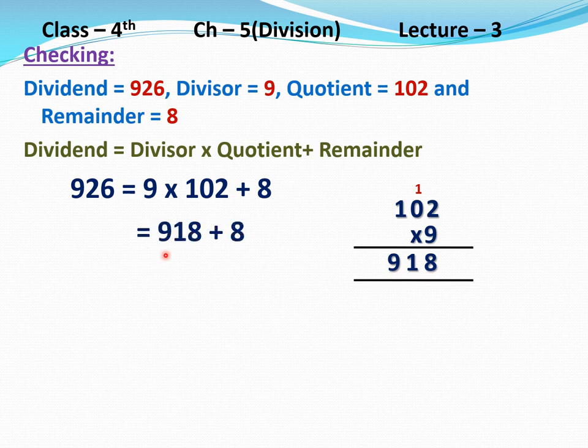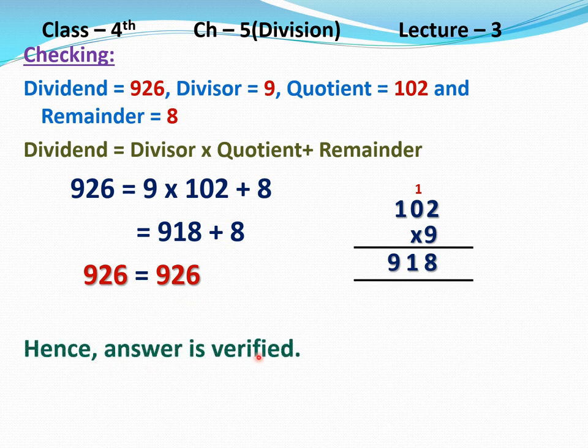Write down: equal to 918 plus 8. Now add this. 918 plus 8 equal to 926. Okay, it means LHS equal to RHS. Hence answer is verified. Clear?